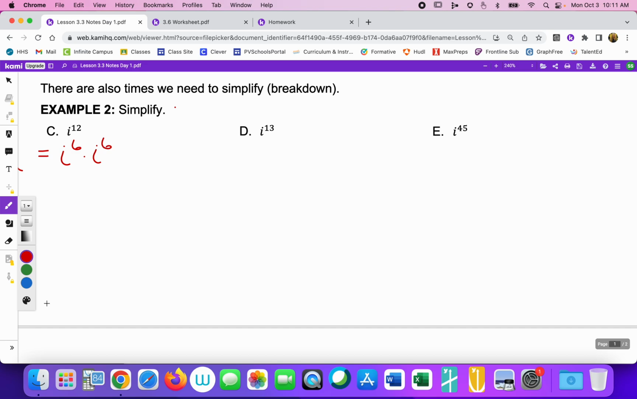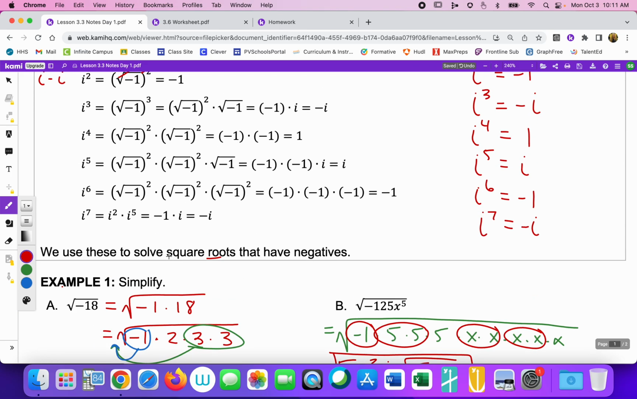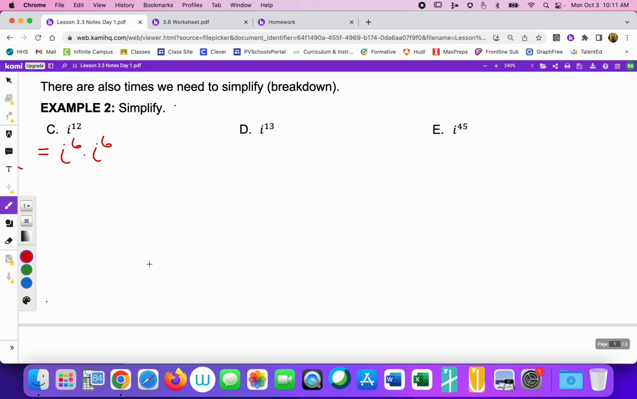Okay. Now i to the 6th is what from your chart? Negative 1. So a negative 1 will replace every i to the 6th. And we have 2 of them. Okay. So simplifying these down, this would be equivalent to negative 1 times negative 1, which is what? What's your answer? Okay. Your answers for all of these with an i to an exponent is either an i, a negative i, a positive 1, or a negative 1. Okay. One of those 4.